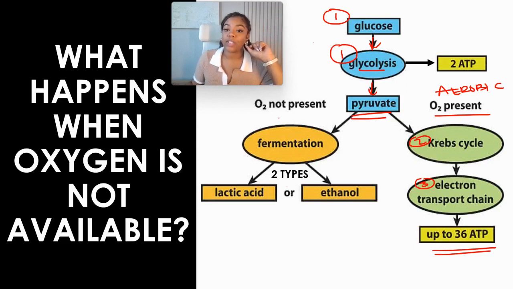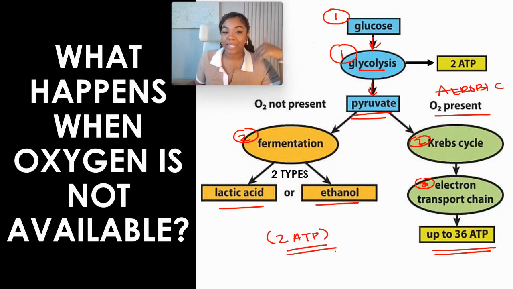However, when oxygen is not present, when your internal oxygen concentration is lower, then it's going to go through the process from glycolysis to fermentation. And there are two types of fermentation. You have lactic acid and ethanol or alcohol fermentation. And I don't have a box here, but this will result in 2 ATP. So already we can see that there's a difference between the amount of ATP available when there is oxygen present and when there is not oxygen present.